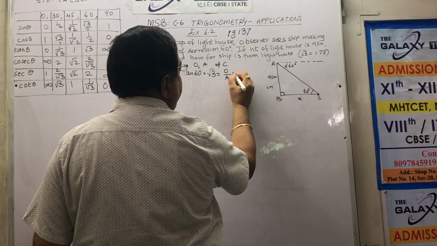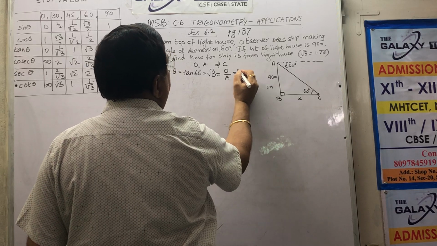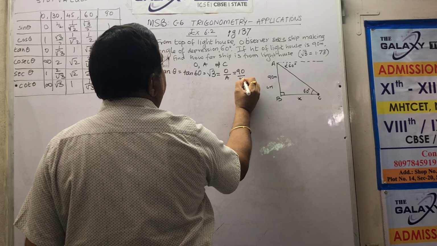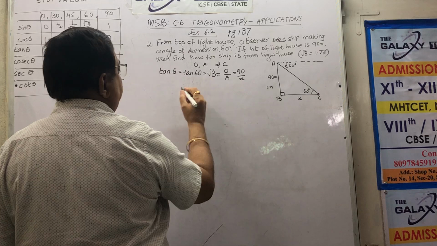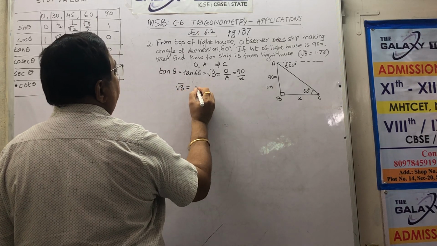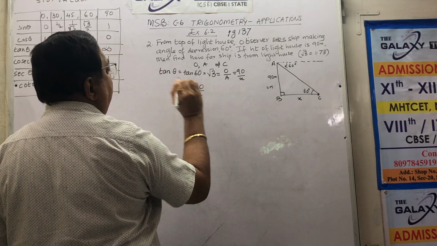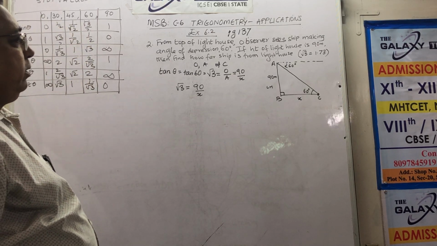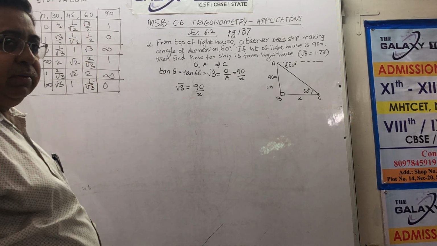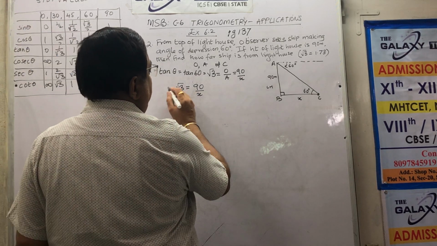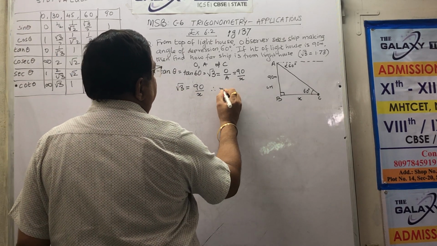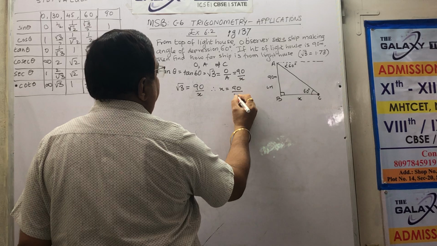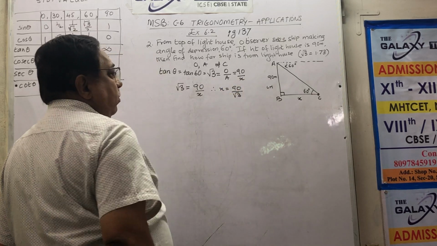We do not have to keep on writing. And that is, opposite is 90 and adjacent is X. Just to get what I write in the exam, root 3 is 90 upon X. Okay, see how trigonometry has become algebra. X goes up, root 3 comes down. Therefore, X is 90 divided by root 3.